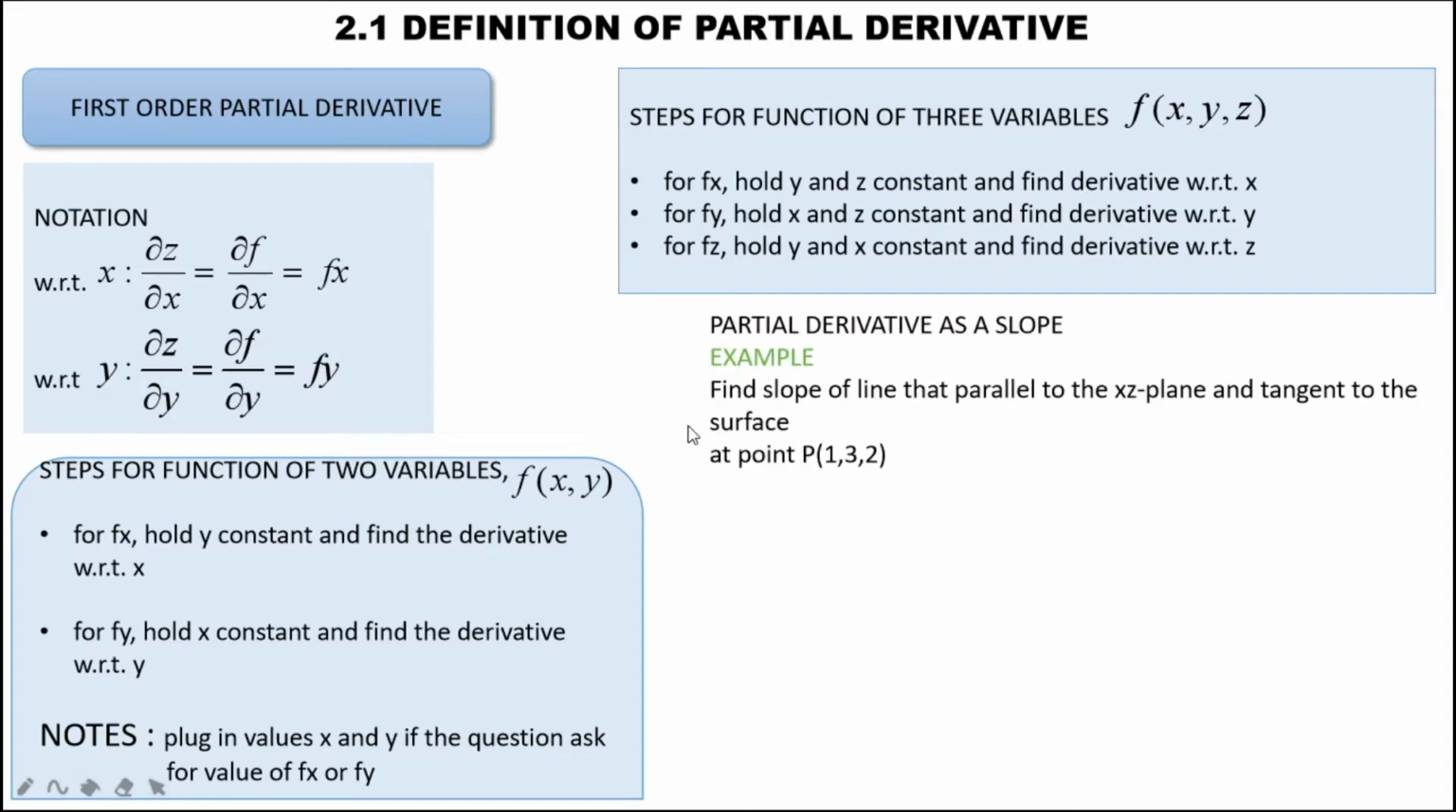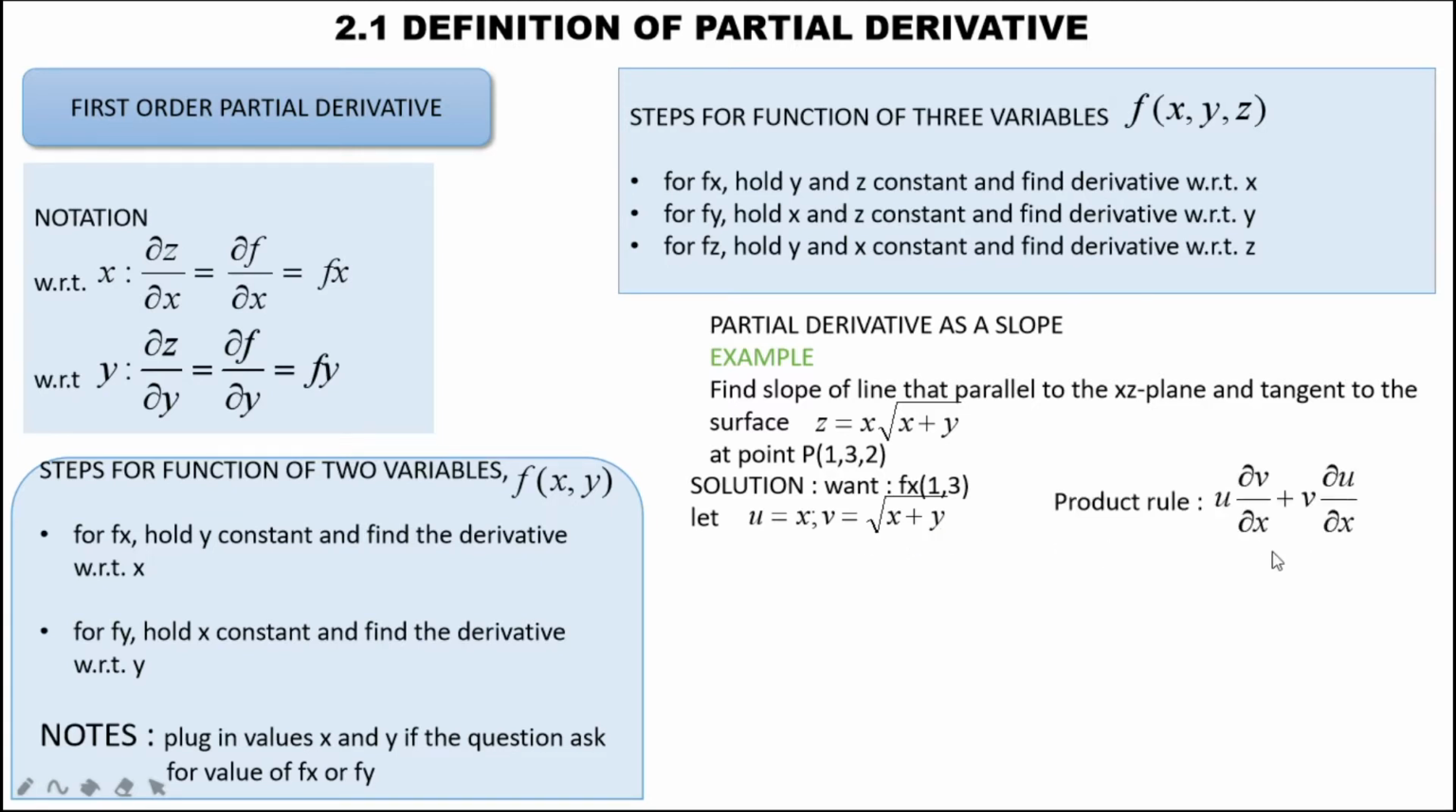So here is the example. The question asks to find the slope of the line that is parallel to the xz plane and tangent to the surface z equal to x times √(x+y) at point P(1, 3, 2). So the solution is here. The question asks for fx. So first we let u equal to x and let v equal to √(x+y) because we want to use the product rule for this question.